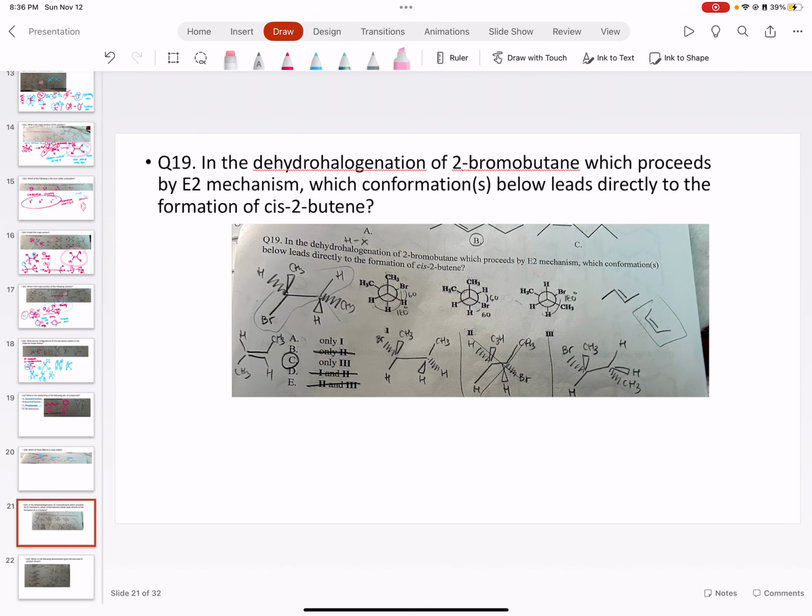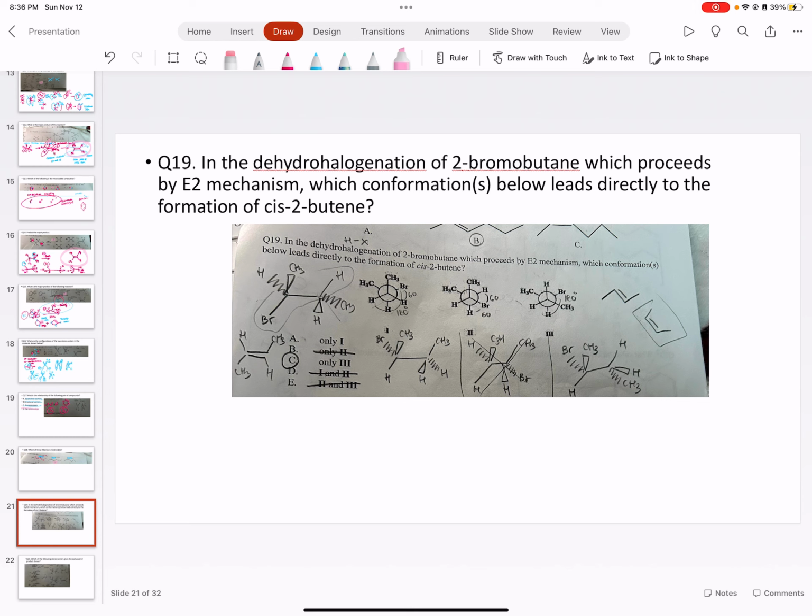So then question 19. In the dehydrohalogenation of 2-bromobutane, which proceeds by E2 mechanism, which conformation below leads directly to the formation of cis-2-butene?